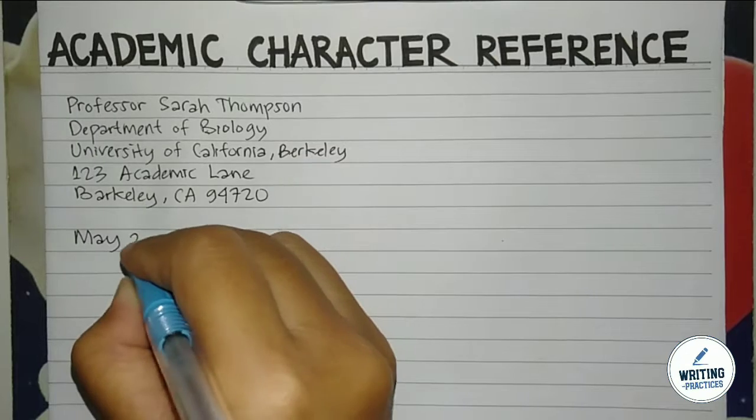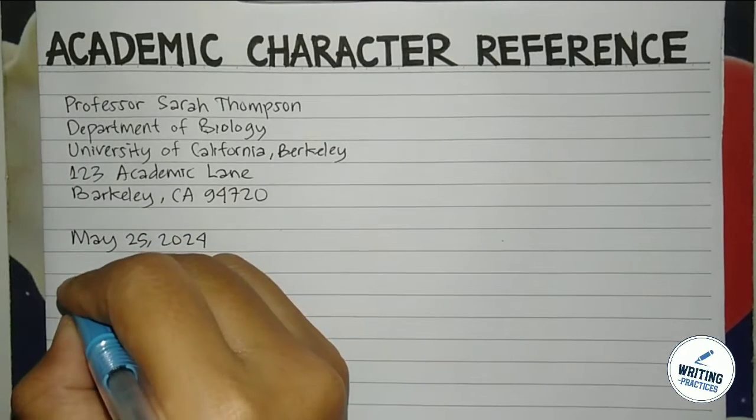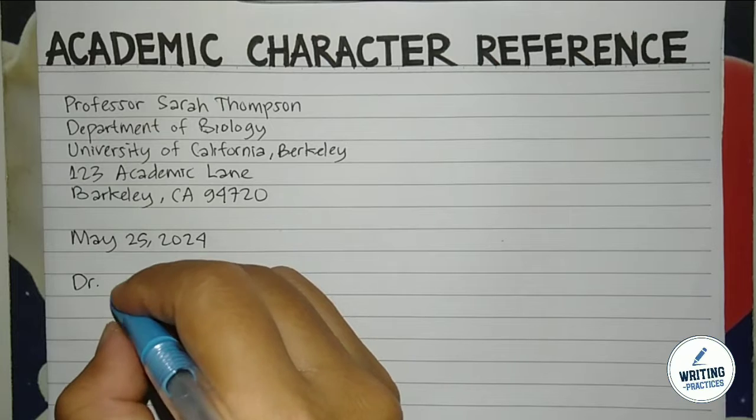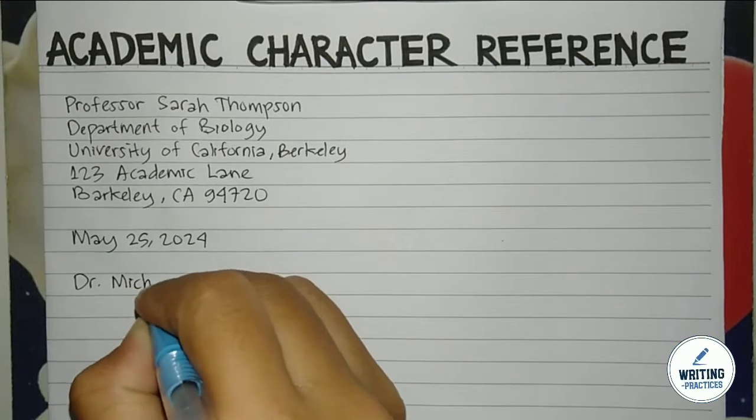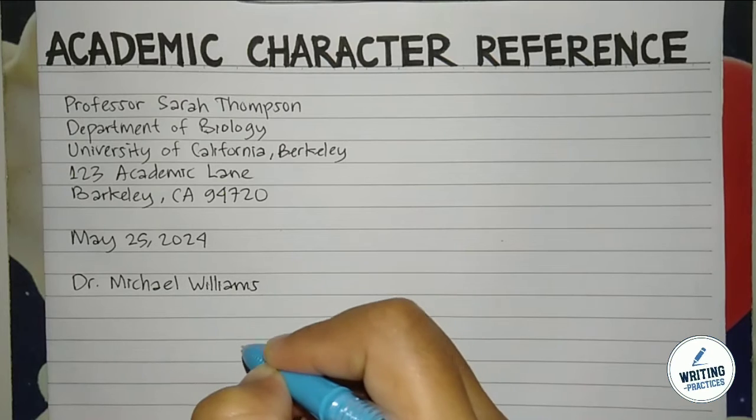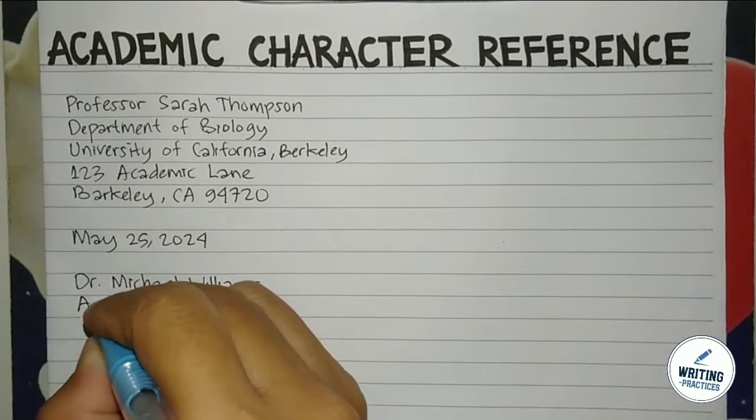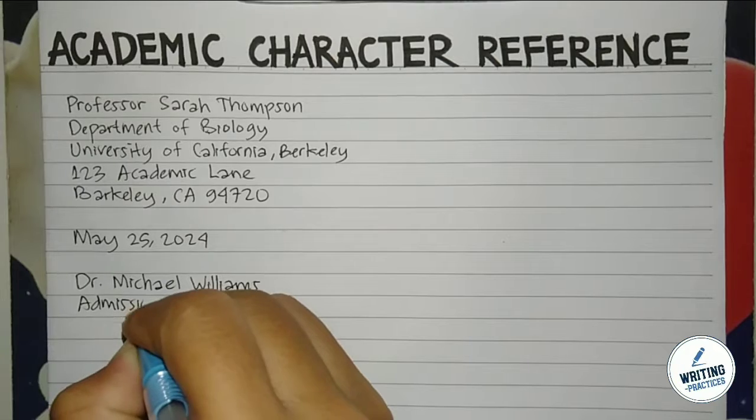And then, write the address of the department or the university. Don't forget to mention the number, street name, city, state, and zip code. After that, you can continue by writing the date of the letter. Write in the format of month, date, and year. Once you are done, write the information about the recipient.